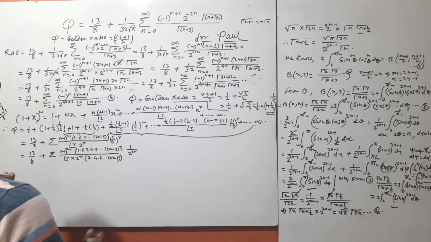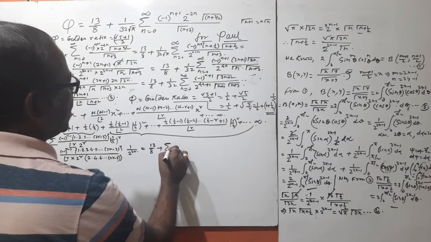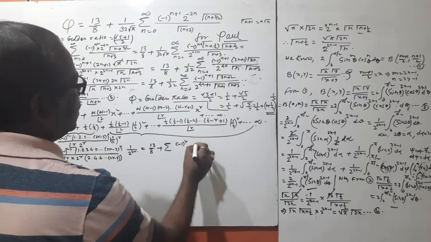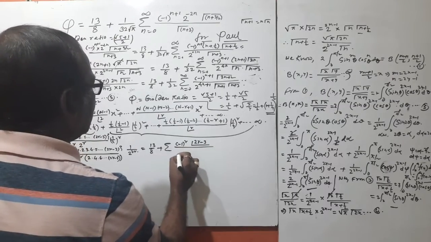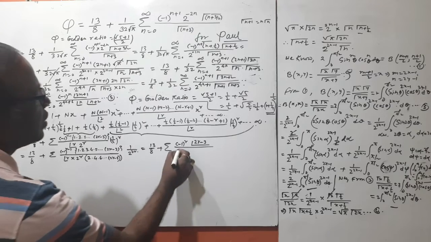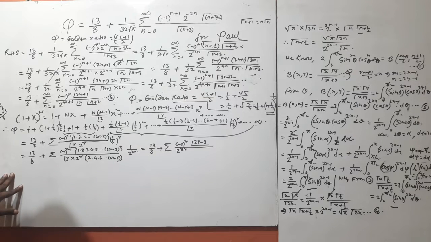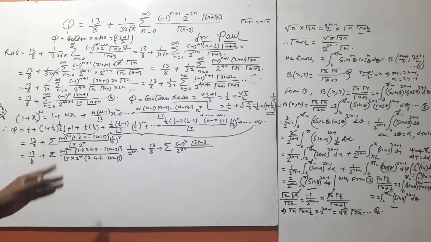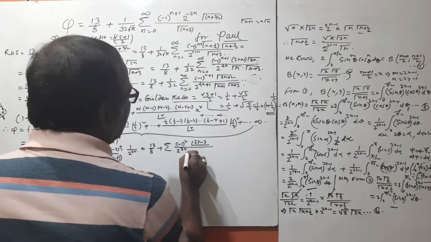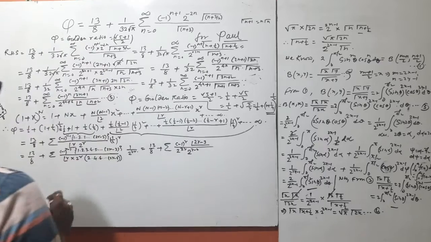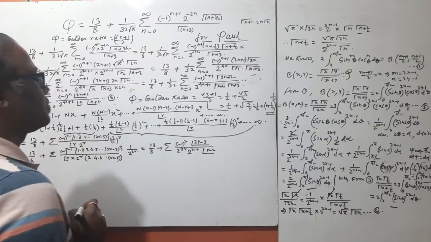Okay, so 13 by 8 plus summation, this is minus 1 whole to the power r. This is your factorial 2r minus 3, and this is 2 to the power 3r. If we take 2 common from each and every factor, then within the bracket we get r minus 2. So the number of 2s here is 2 to the power r minus 2. Then the factors are 1, 2, 3 dot dot to r minus 2, so this is factorial r minus 2.